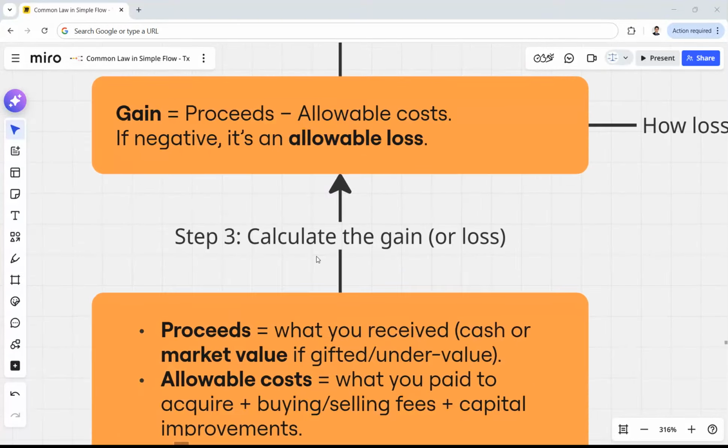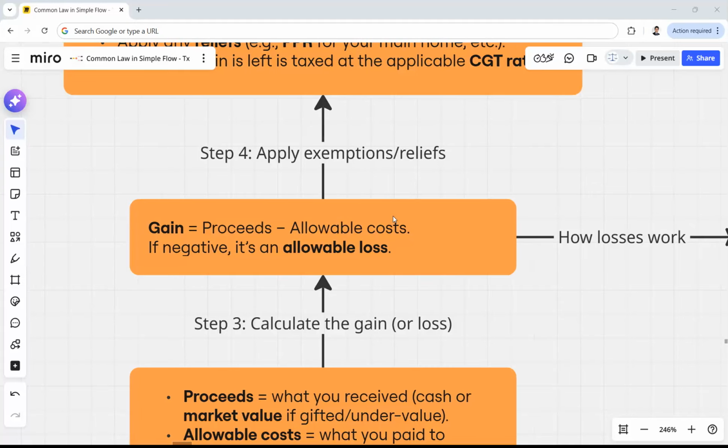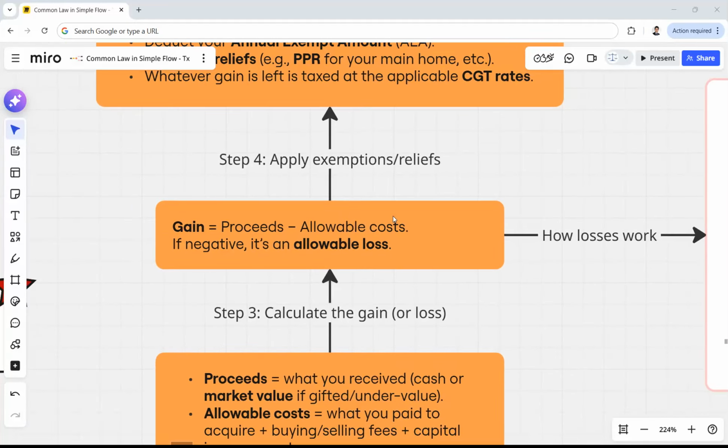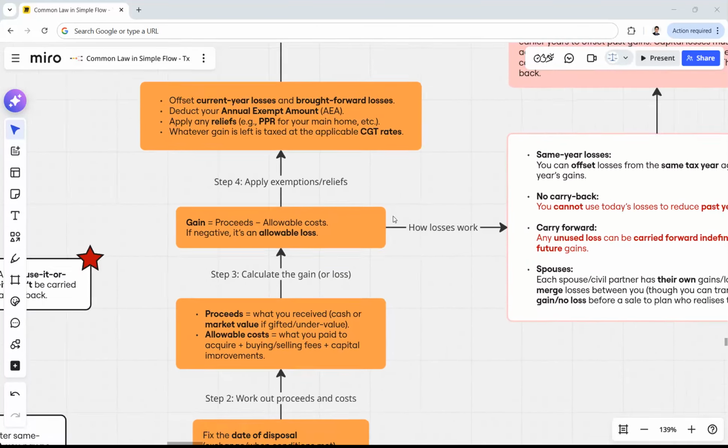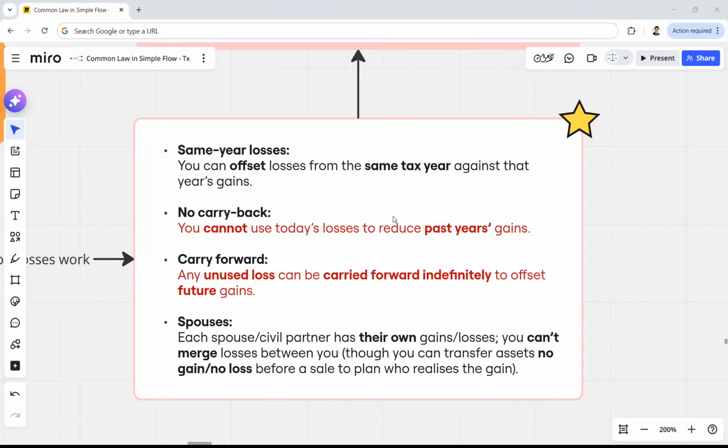Step 3, calculate the gain or loss. Gain equals proceeds minus allowable costs. If negative, it's an allowable loss. How do losses work? And this is important.